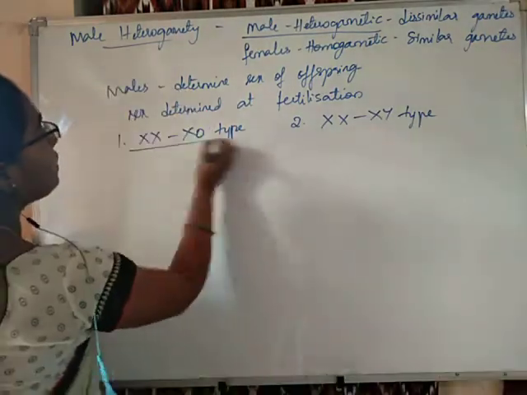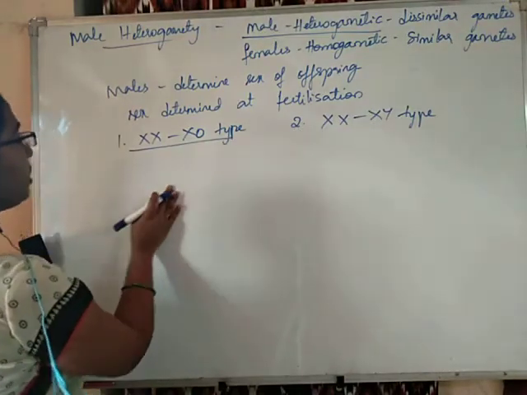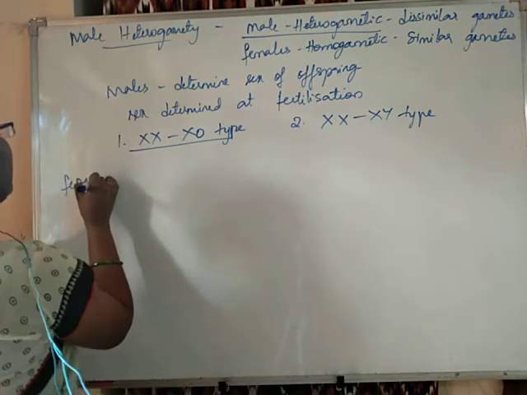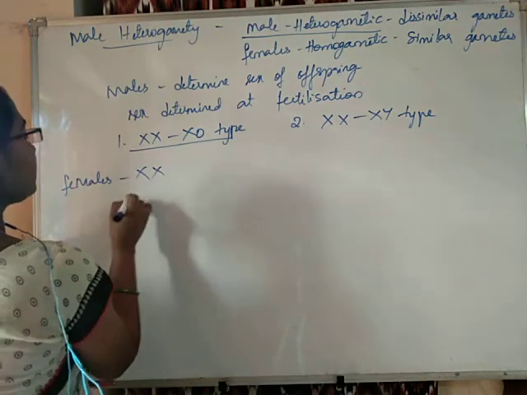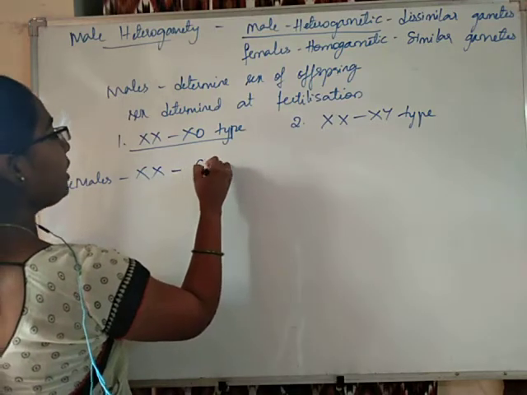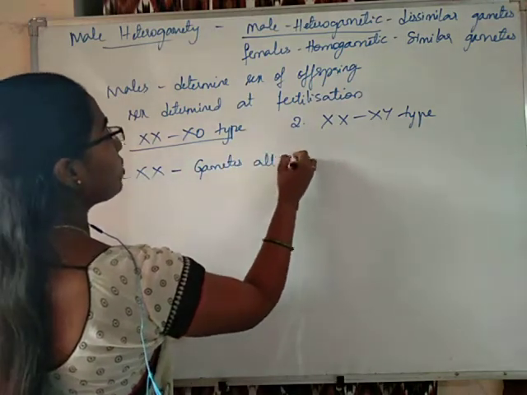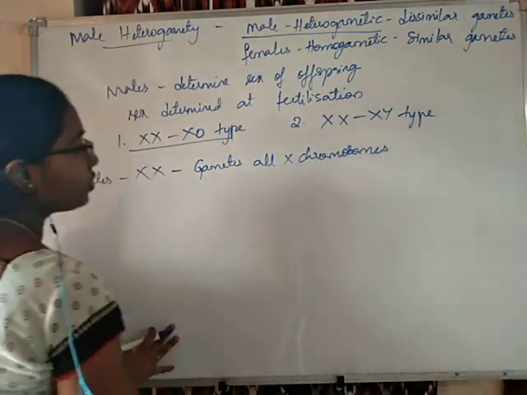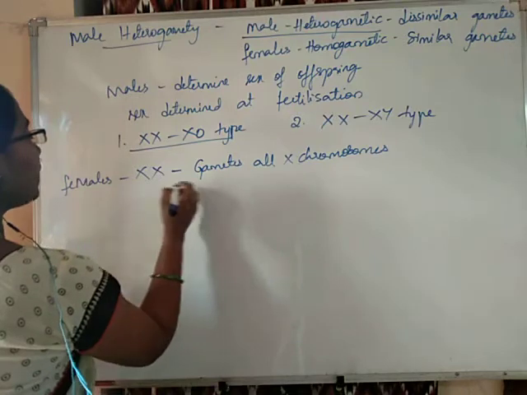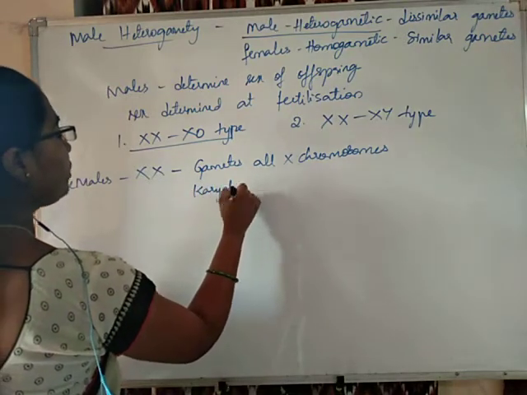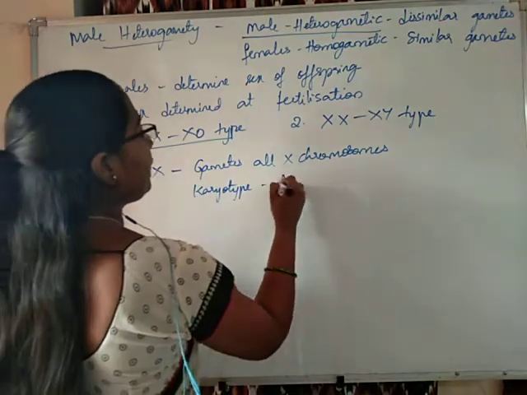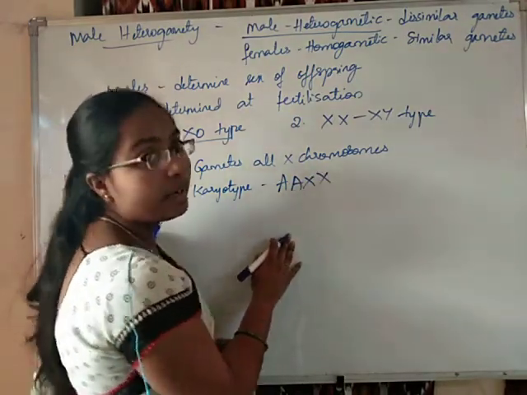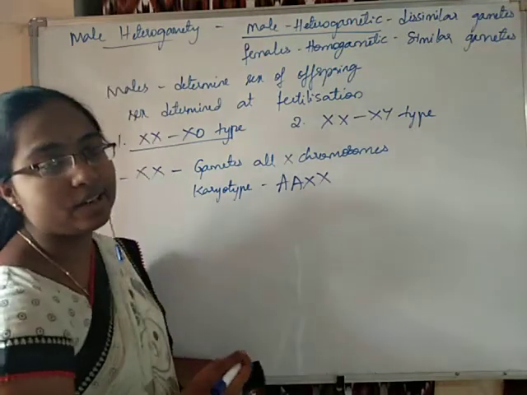Okay. Let us learn first about XX-XO type of sex determination. Here in this case the females are XX, that means females produce gametes with all X chromosomes. Females produce gametes of all X chromosomes. Okay. And the karyotype of the females will be AAXX. AA indicates autosomes, the diploid condition, which is generally the diploid condition in animals.